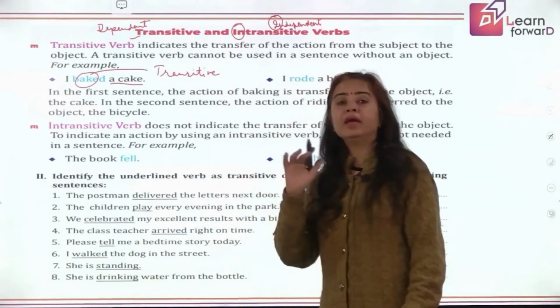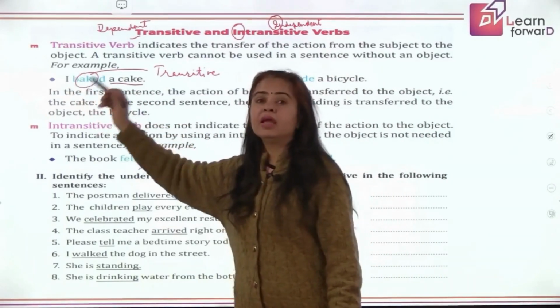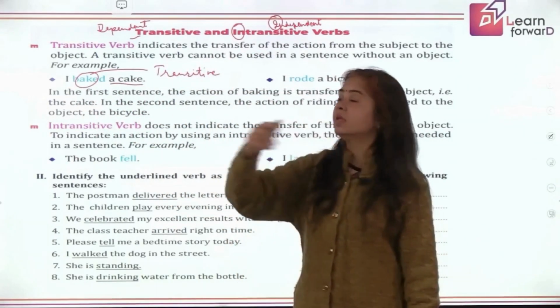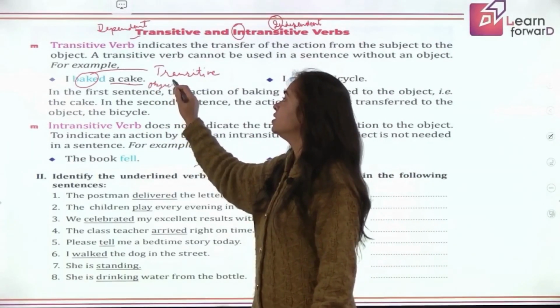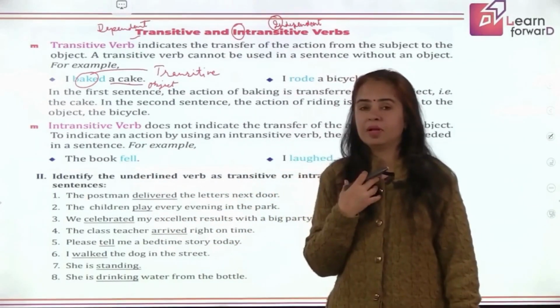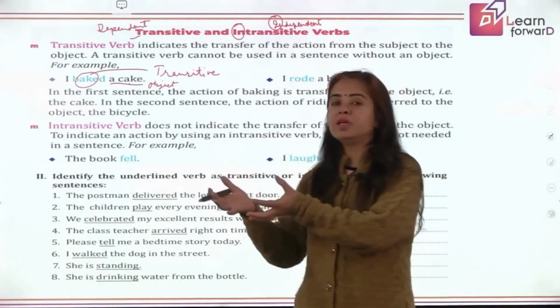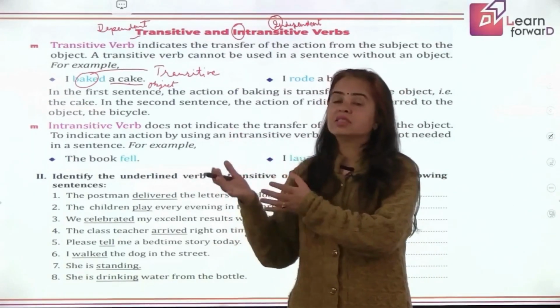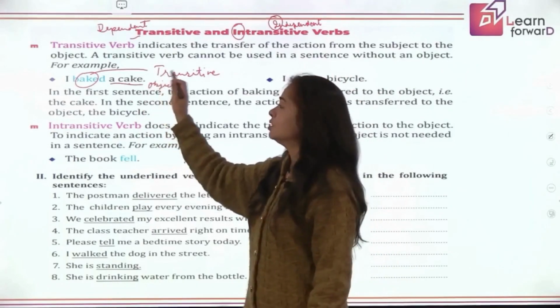Right? Here, the action is getting transferred. I am baking, and what am I baking? I am baking the cake. So this is the object of the verb. It is receiving the action of baking, right? I am the person who is baking. I am the doer of action, and the cake is being baked. So that is the receiver of action. That is the object of the verb. So this is a transitive verb.